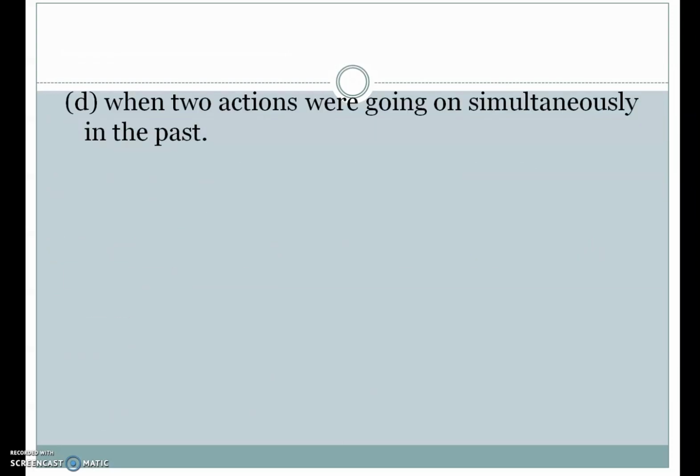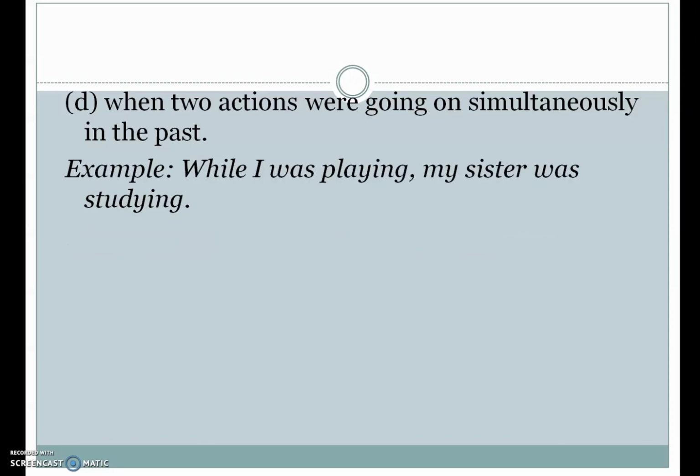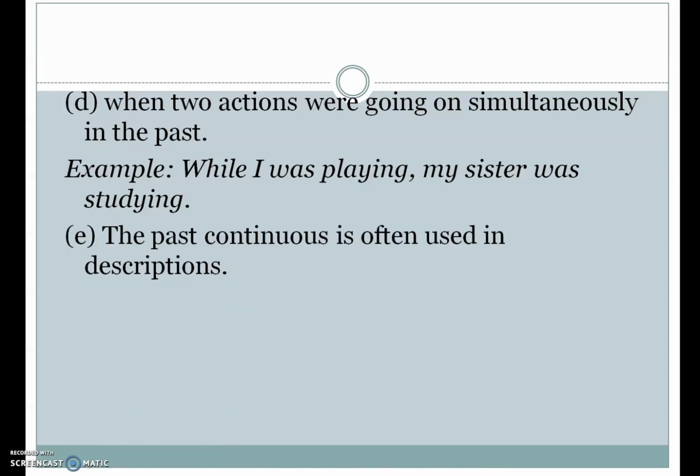Next, when two actions were going on simultaneously in the past, that means two actions were going on together, happening at the same time. When I was playing, my sister was studying. When I was playing, this is an action in the past. My sister was studying. So playing, studying, there are two actions going on, right? Then we use past continuous tense.